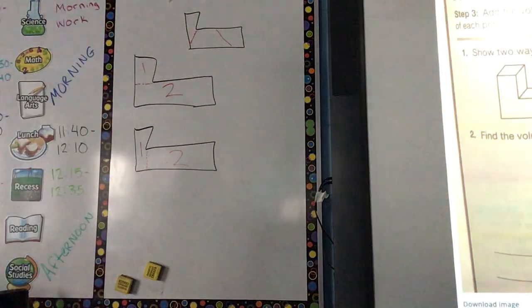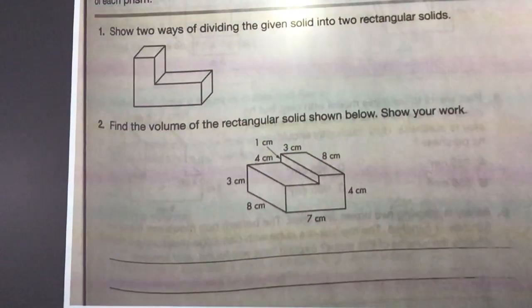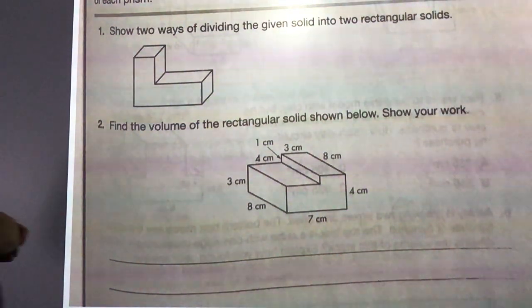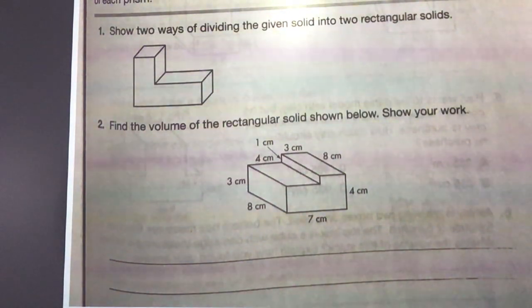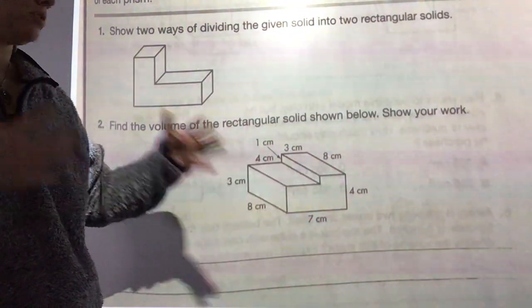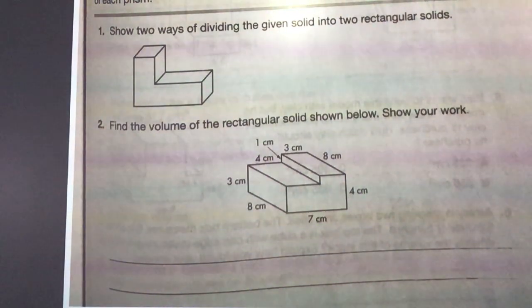All right, number 2. Here's a good one now. Number 2, you have to find the volume of the rectangular solid shown below. So you decide how you want to divide that solid figure. I see 2 options on this one. I want you guys to try it. Notice, there looks like there's lots of numbers, right? Slow down. If you have to, draw it out separately to show your 2 figures.